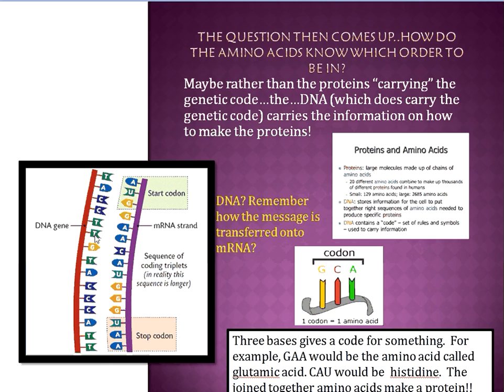So then the question comes up, how do those amino acids know which order to line up and to be in? Well, maybe rather than the proteins carrying the genetic code, we've already seen that they don't, the DNA, which does carry the genetic code, kind of carries the information on how to make the proteins. Maybe that's what the correlation is there. So let's take a peek over here.